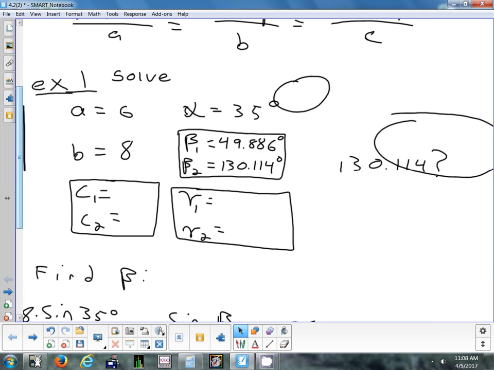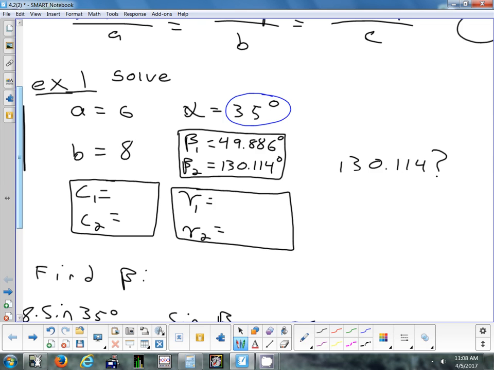Let me get rid of this so it's not confusing. That angle is in one of our triangles. So is that angle. And so is that angle. Those three angles in blue make up one of the problems. And the three angles in green make up the other problem. So alpha is in both. That 35 is in both. And then beta 1 and gamma 1. And then alpha, beta 2, and gamma 2 is your second triangle.